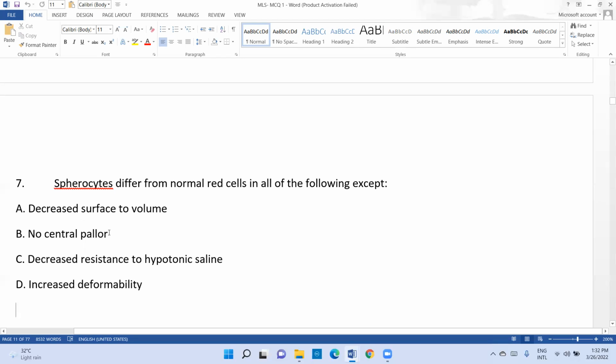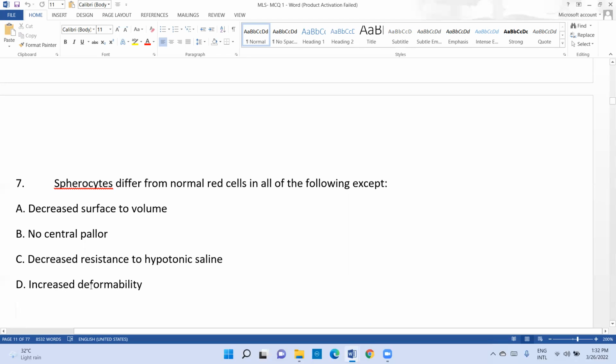Decreased resistance to hypotonic saline. When you put a red cell into normal saline, nothing happens. But if you put it into hypotonic saline, that is less strength of saline, the red cell will take water and rupture. So the spherocyte is a round one and it is easily ruptured in hypotonic saline. And also increased deformability. This is false. So this is the answer.